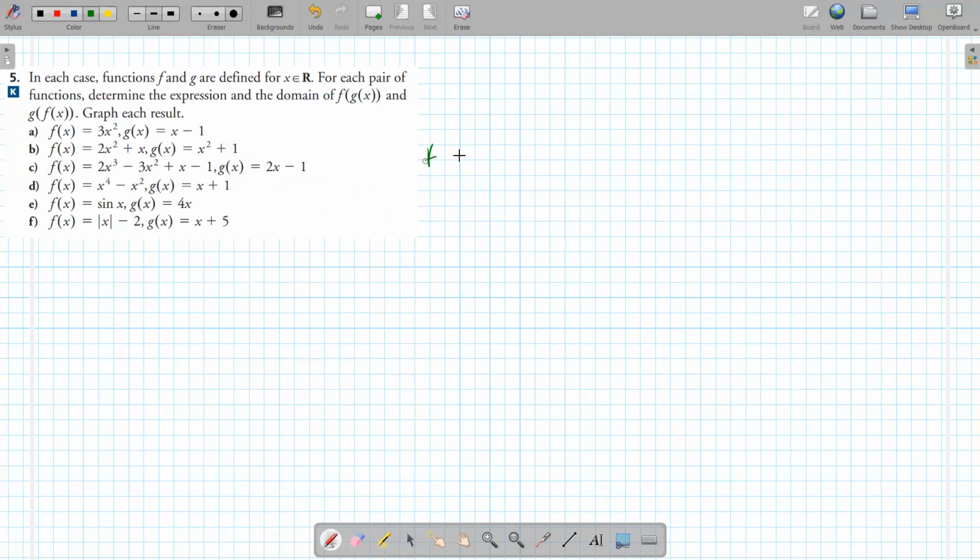Let's try the next one. f is sine x, g is 4x. f of g of x. So this will be f of 4x. If f of x is sine x, what's f of 4x? There's only one x here. You want to replace this x with what you have in this bracket. So it'll be sine of 4x.